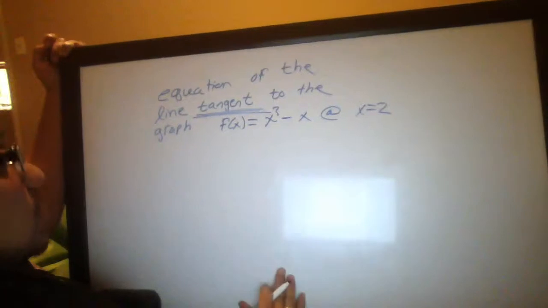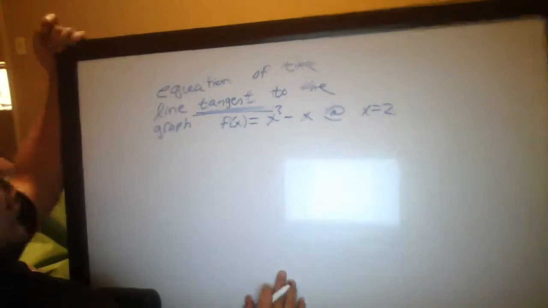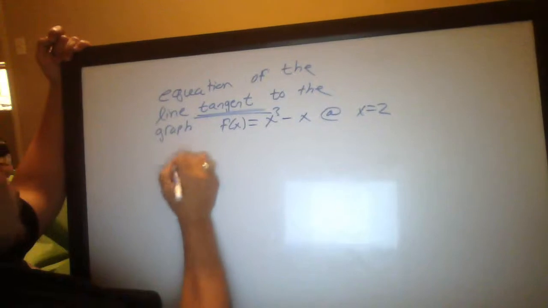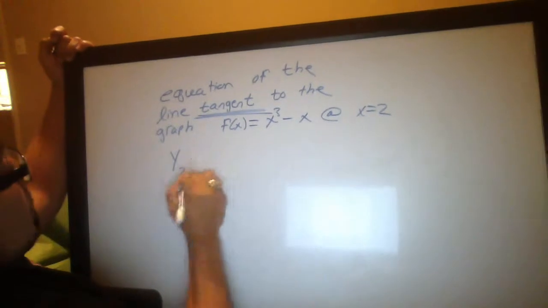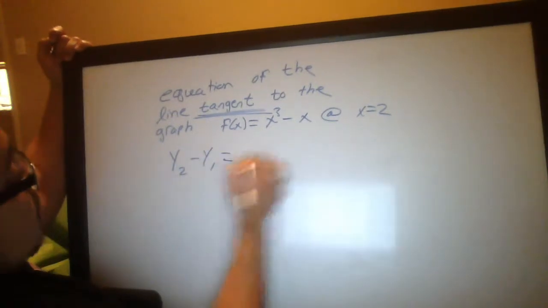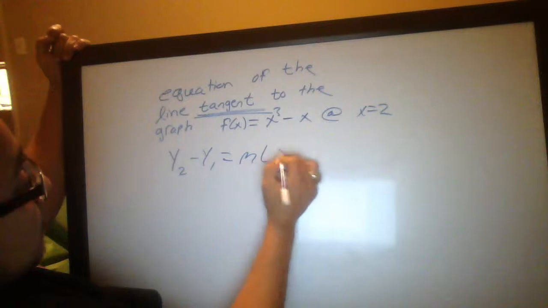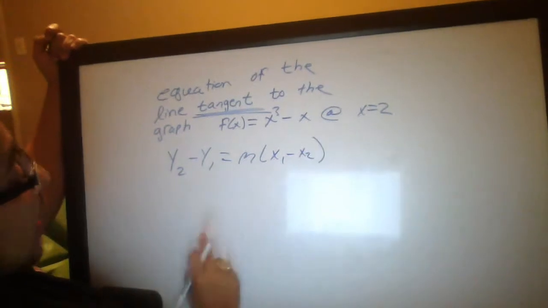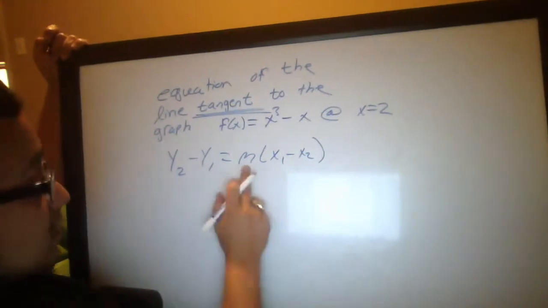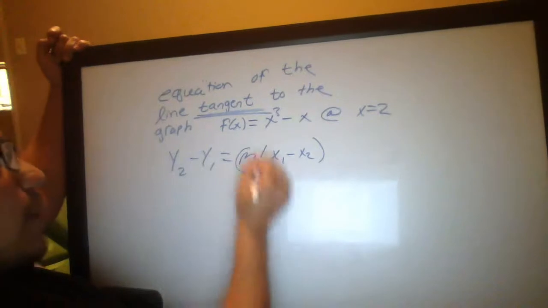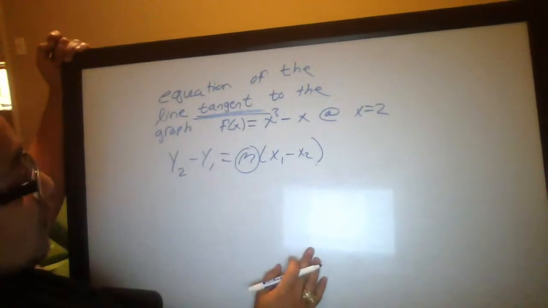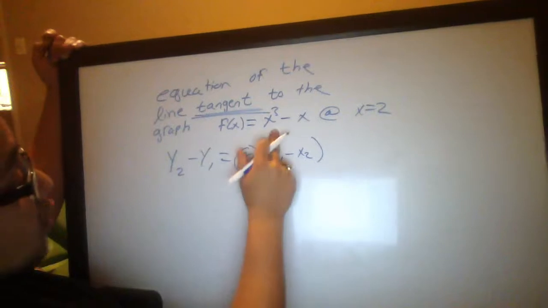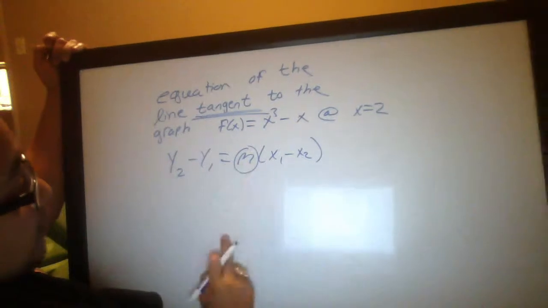So if it's tangent, it wants to know the equation of that line. What's the equation of a line? It's y2 minus y1 equals m times x2 minus x1. M is the slope. What did I say the derivative is? The slope. So we're going to take the derivative of this equation to get the slope m. Let's do that.